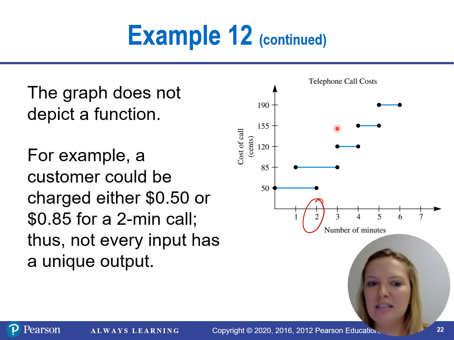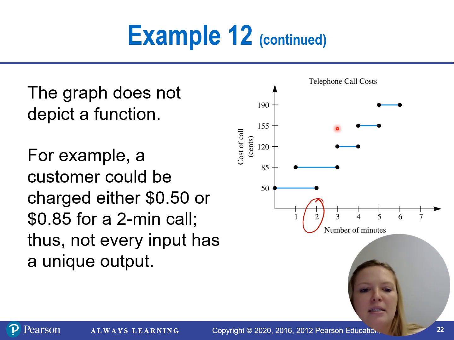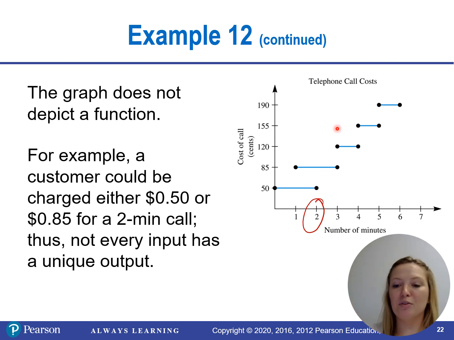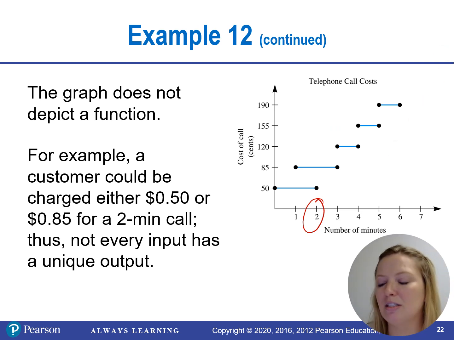So this is not a function because not every input has a unique output. And so for our telephone company, they want their prices to be clear about which charge you're going to get. So every possible number of minutes needs to have exactly one cost associated with it.